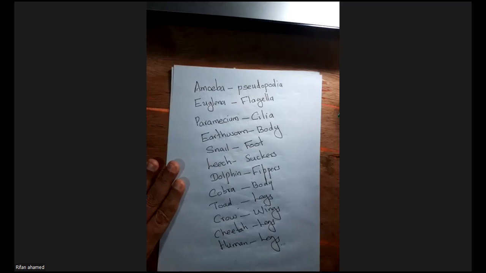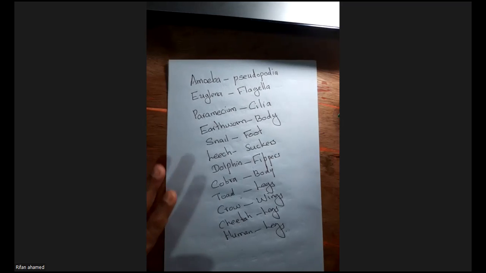So it is the first thing I have asked you. You have to mark their moving structure in the space given below the diagram. Can everyone see the full paper? Yes, sir. You can complete it.